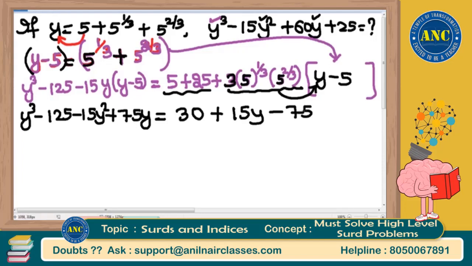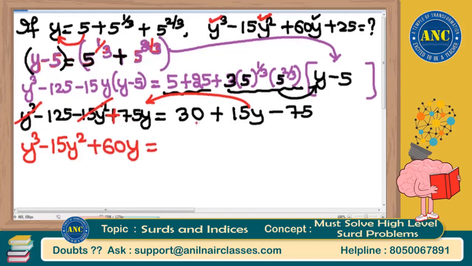Shift everything to the left hand side. If I write everything to the left hand side, finally it becomes y cube minus 15y square. Y cube I have in the question, minus 15y square also I have in the question. First and third term are completed. This 75y shifted to the left hand side. 75y minus 15y will become 60y, and right hand side put the numerical values.